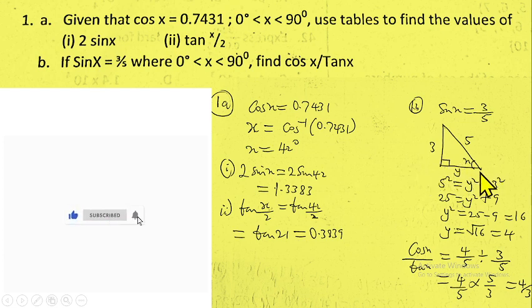Opposite over adjacent. The adjacent there is 4, so 3 over 4. Then if you change this one to tan, you'll be having 4 divided by 3. So from there, 4 times 4 gives us 16, and 5 times 3 gives us 15. So we'll be having 16 over 15, and that will give us 16 over 15 as the correct answer, not what you're having here right now. That's an error or omission from my own hand.